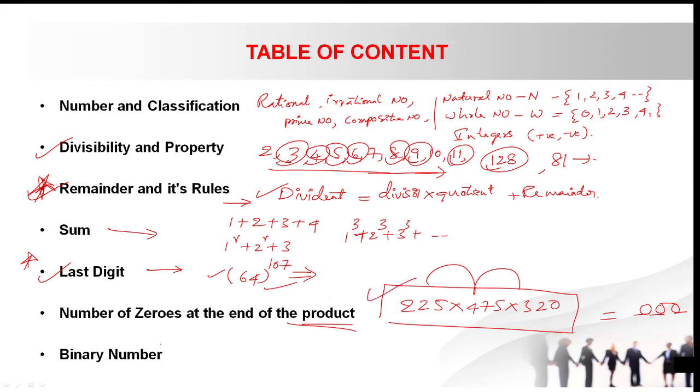And the next one is binary numbers. We have number systems like the decimal number system and the binary number system. Binary number system means having only 0 and 1s, 0 and 1s only. In this topic we are going to discuss how to convert a decimal number to binary or a binary number to decimal. These types of questions have also been asked in most competitive examinations, so that's why I have included this topic here.